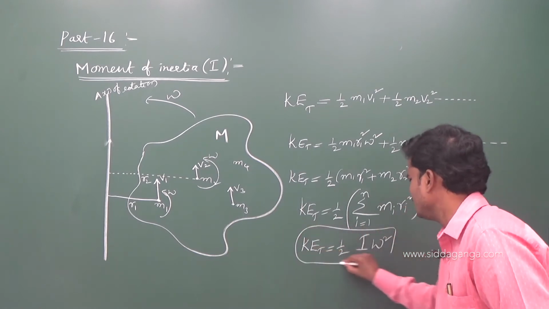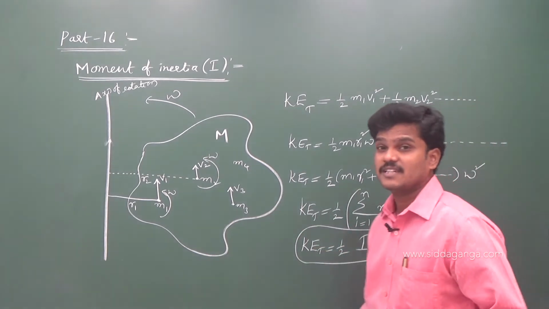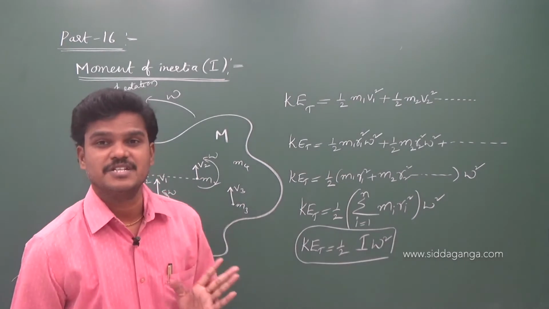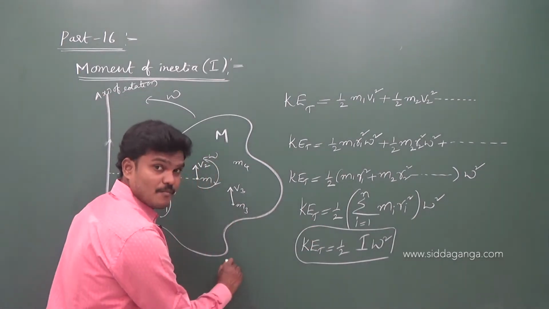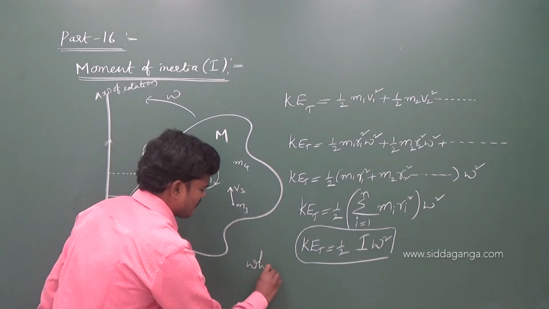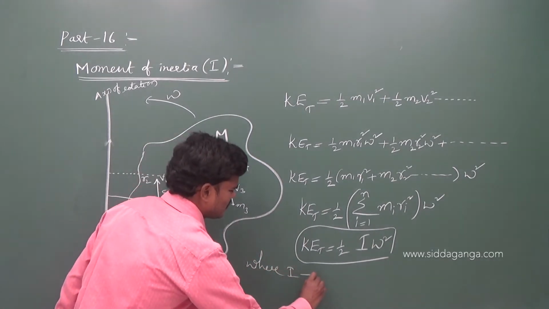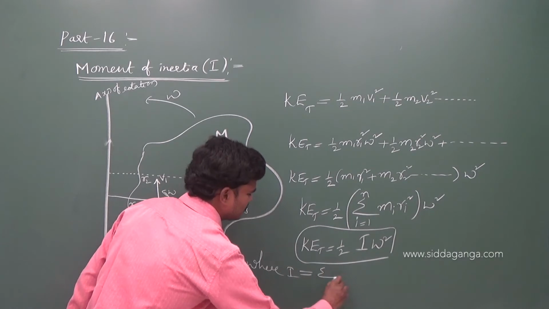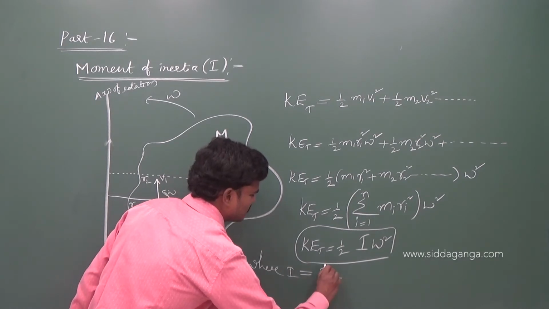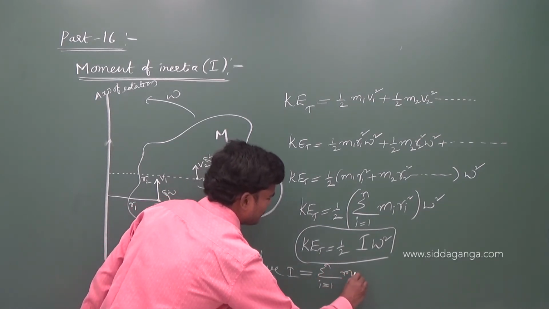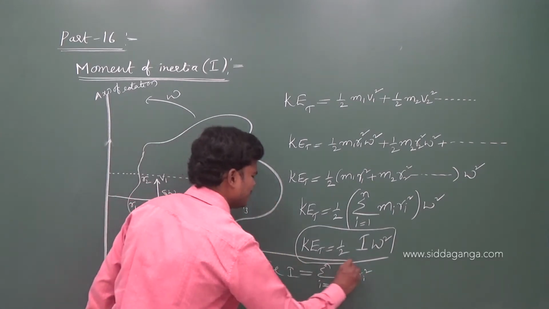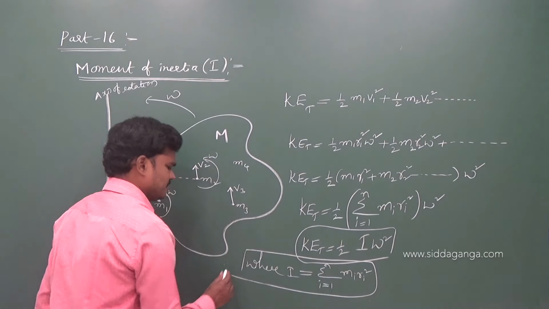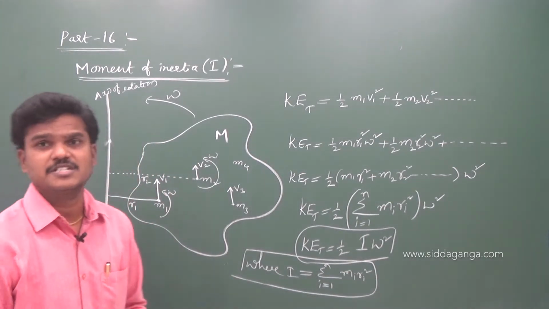See, finally I got some name, I. What is that I? Moment of inertia. I is called the moment of inertia, which is equivalent to summation of i equal to 1 to n of mi ri square. See, this is the moment of inertia. Of course, we can give the definition also. Just see how I am getting this moment of inertia.